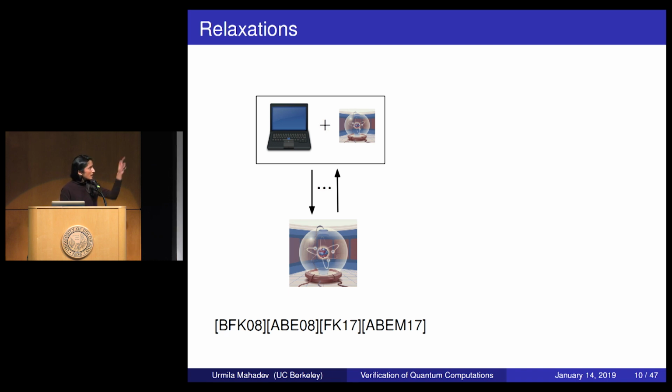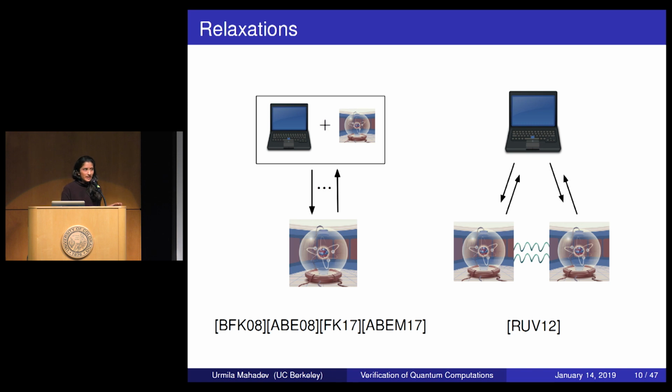This model was studied in two different lines of work since 2008, and it was shown to be possible. So it was shown that the classical verifier could use this tiny quantum computer in order to verify a very large quantum computation. And now in the other line of work, we went back to a purely classical verifier, but at the cost of having two non-communicating provers rather than just one. In this model, the provers are allowed to share entanglement. And it was shown in a paper by Reichardt, Unger, and Vazirani in 2012 that in this model, we can also verify quantum computations.